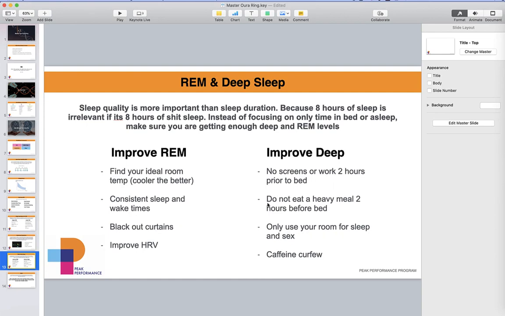If you're sleeping 8.5, 9 hours, but your REM and deep levels are 30 minutes, that's not good sleep. And this is why getting an Oura ring and metrics are so important, because a lot of people think that's good sleep, but they really have no idea.